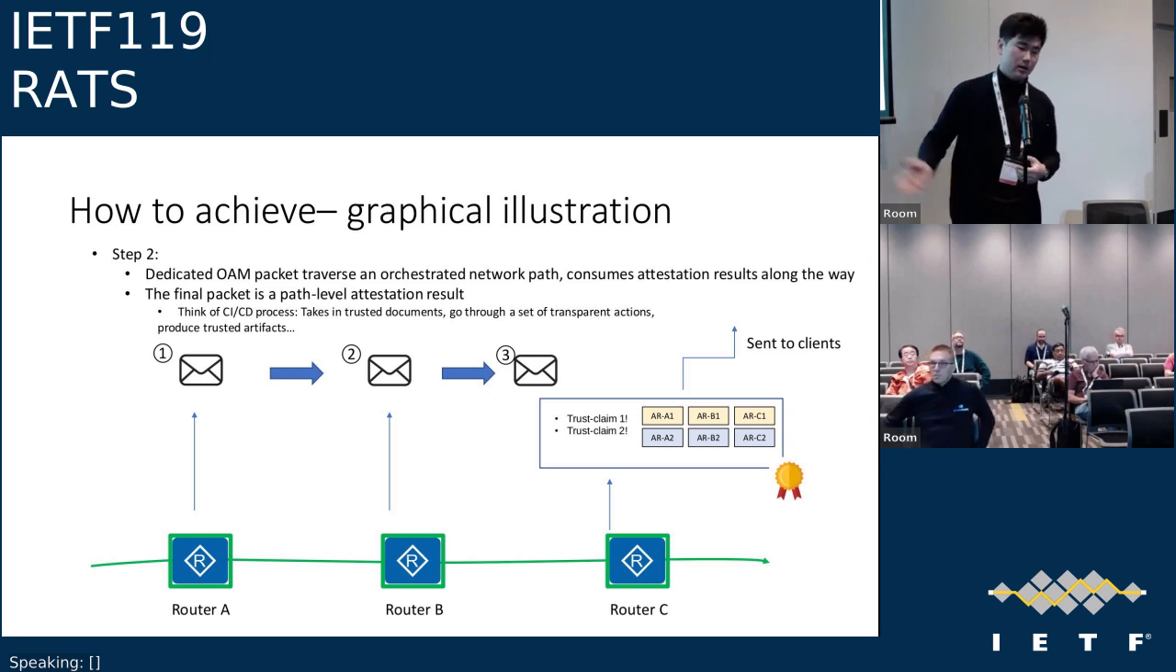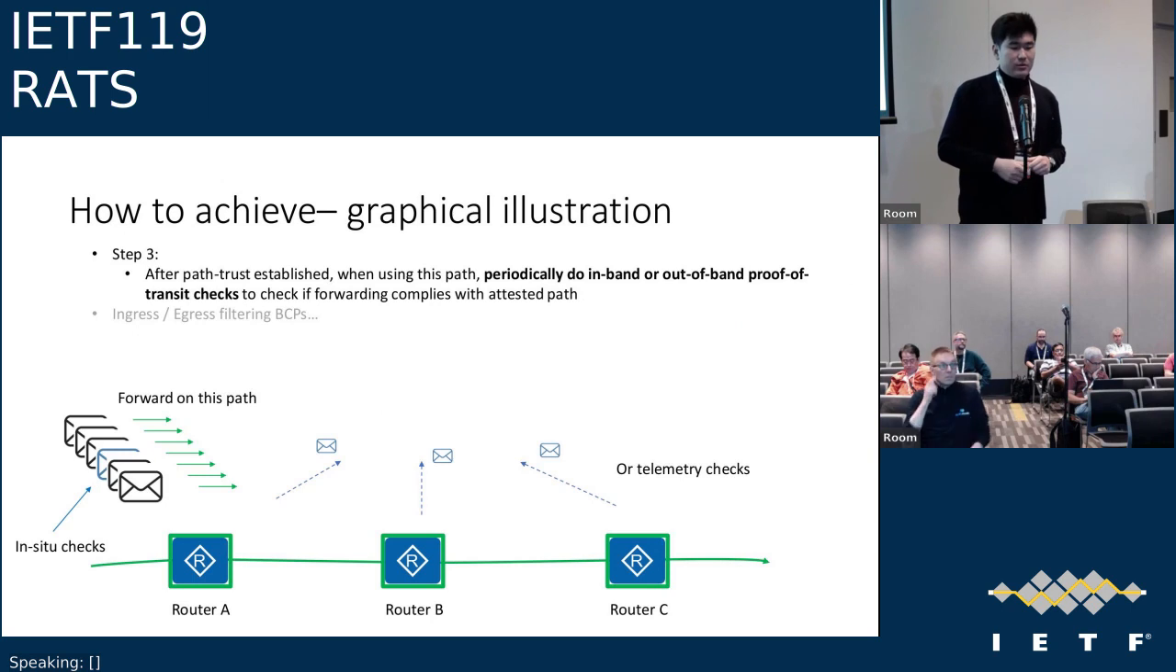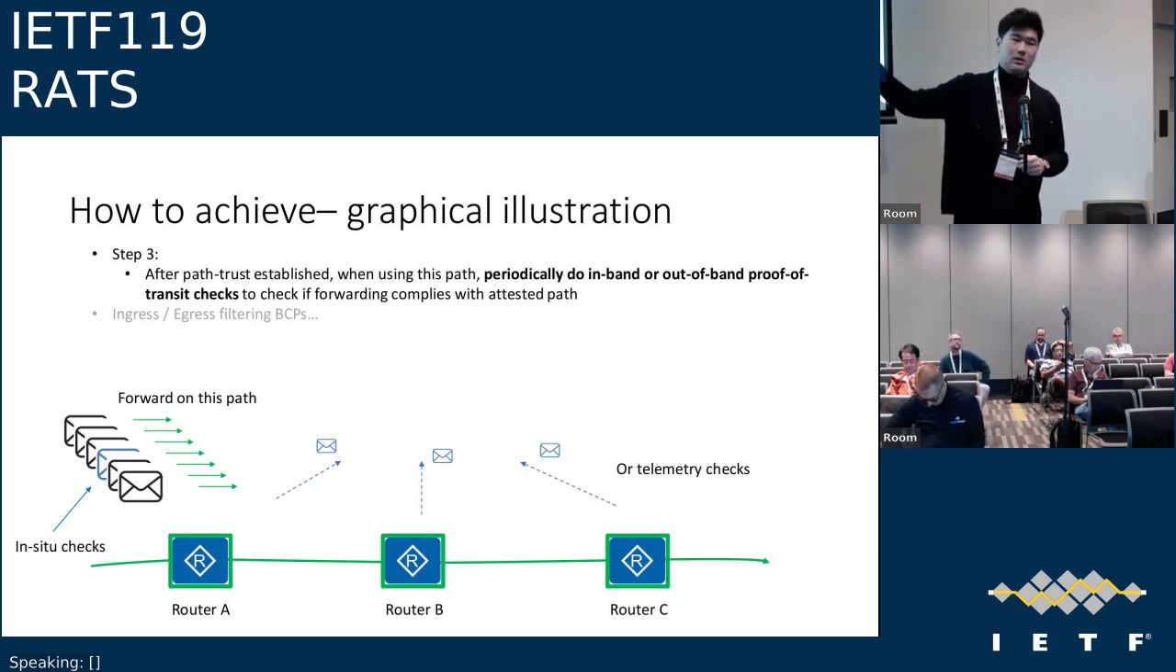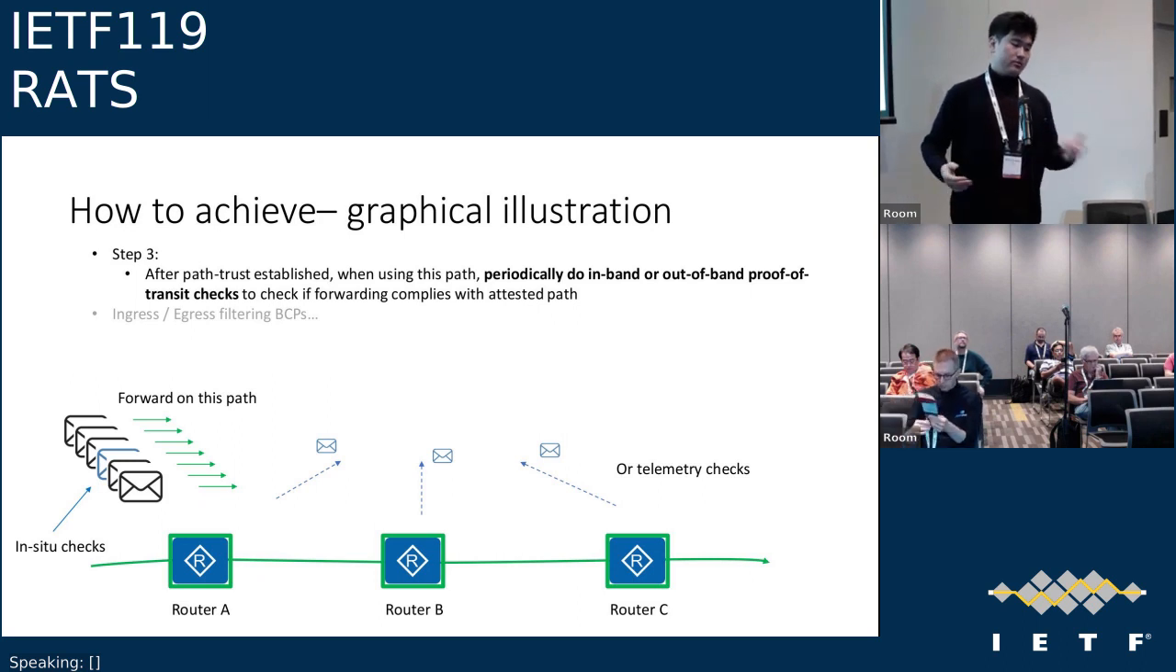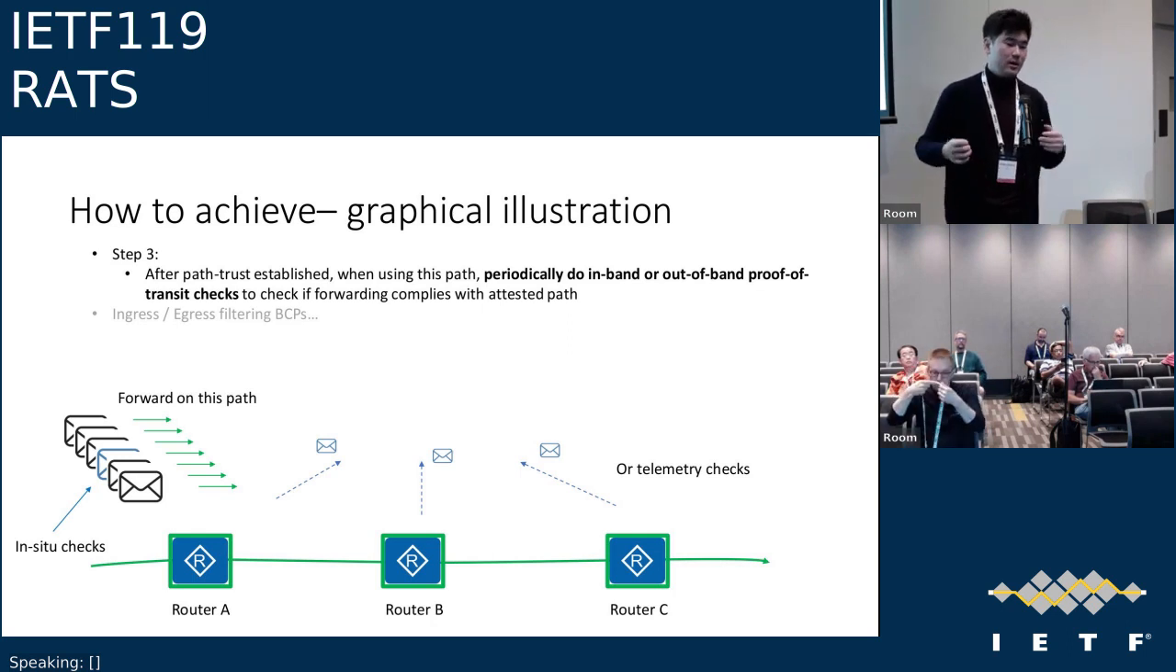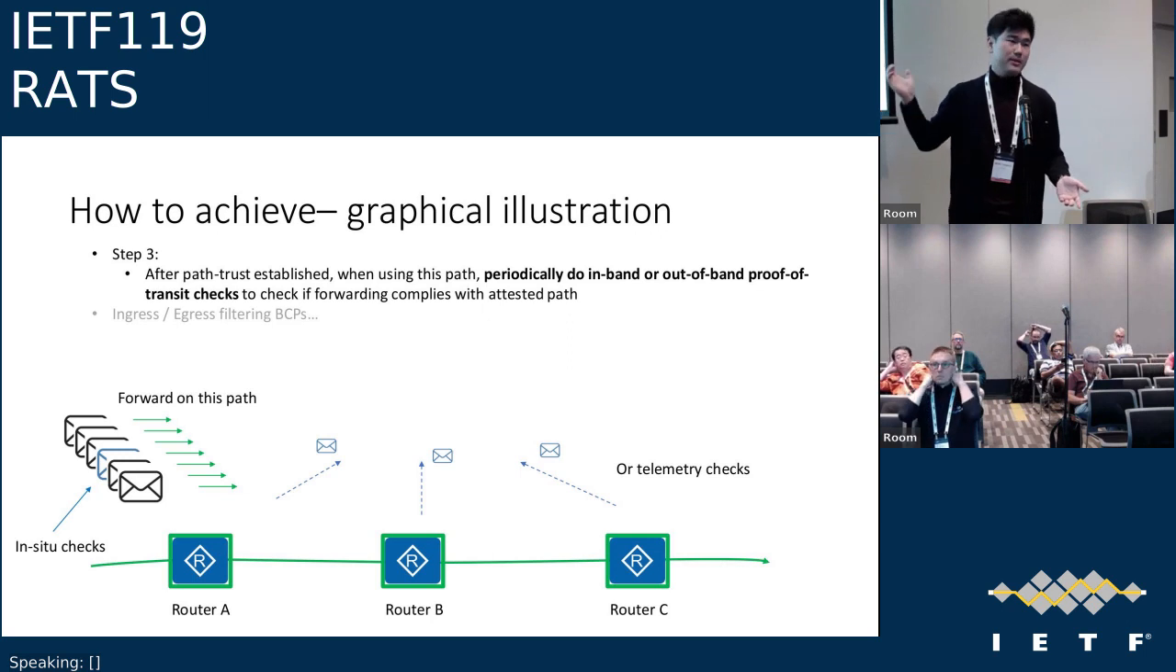Could be clients, could be auditing parties. Next slide, please. And yes, after the construction of this trusted path, when we're actually using this path, we can use some proof of transit methods, like in-band checks that go with a packet, hop-by-hop checking, or we can use some telemetry checks that use management plane protocol extensions to collect, okay, now we have this trusted path. Are my packets strictly going through this path?